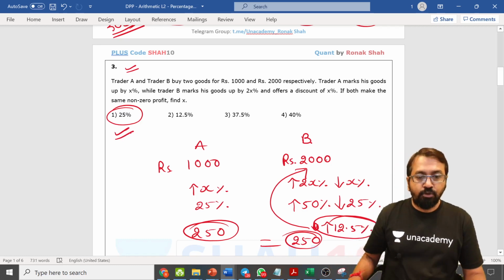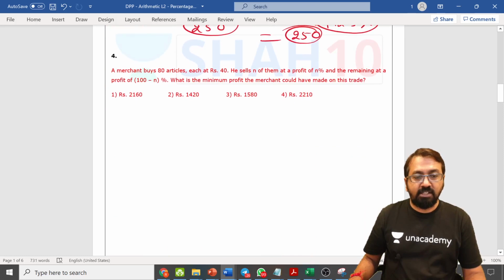Okay, so before we go ahead with the third question, before we go ahead with the fourth question, let's understand a few more things.